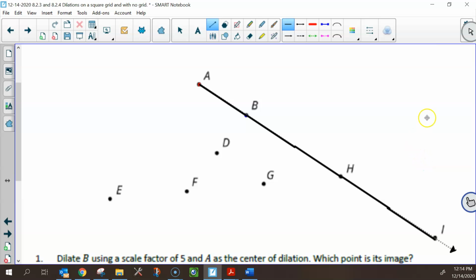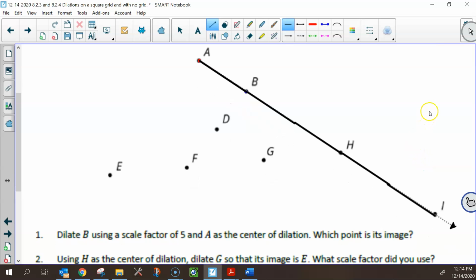So what is the point that represents the dilation scale factor 5? The point is I.